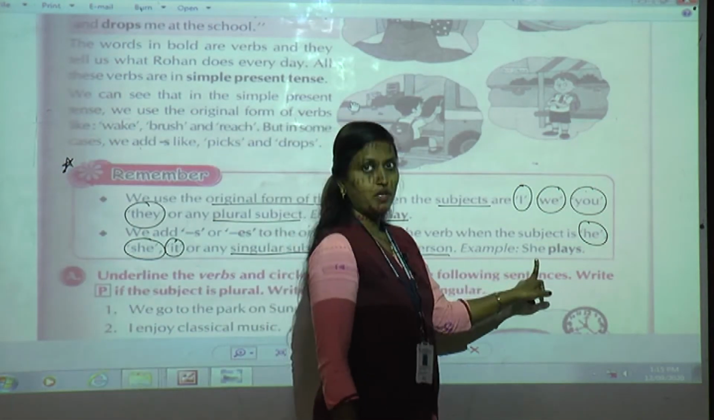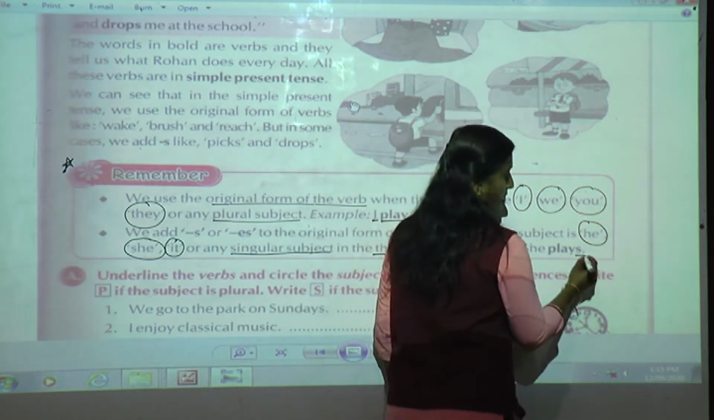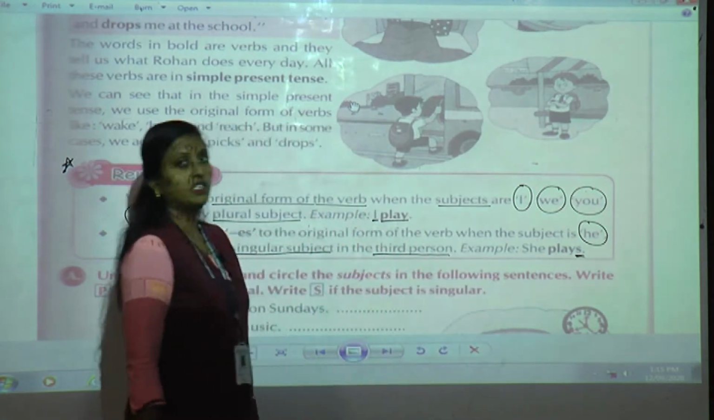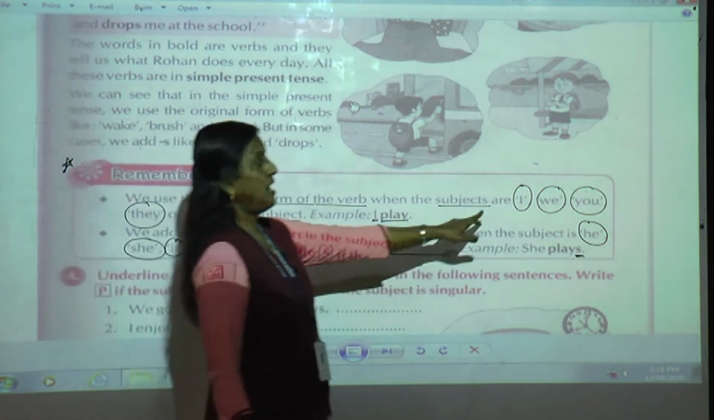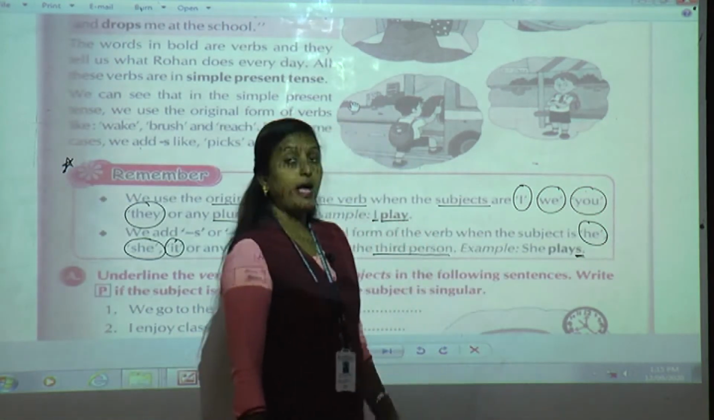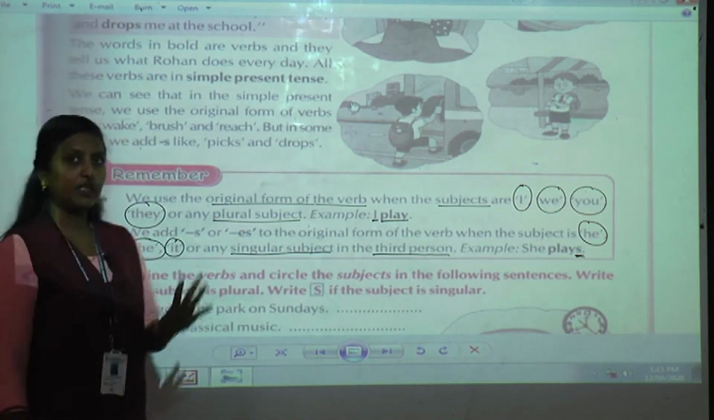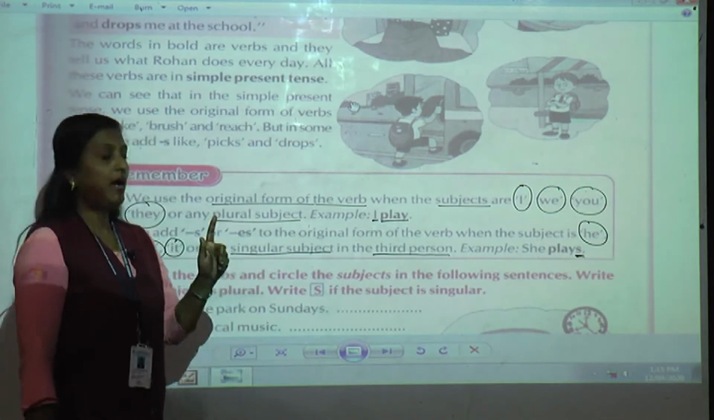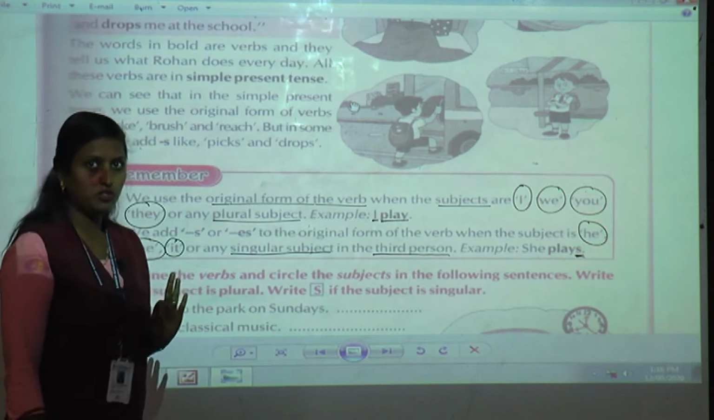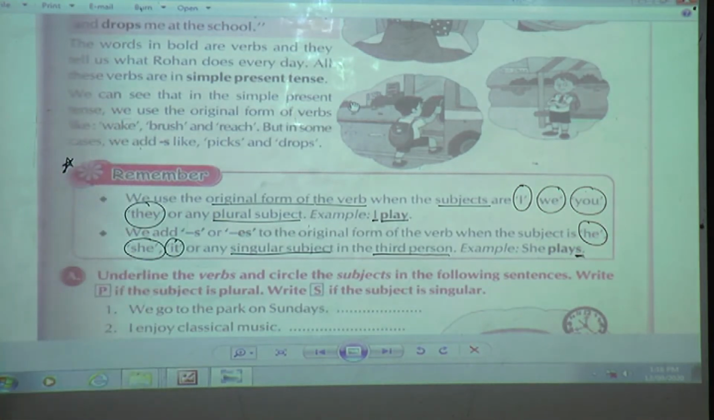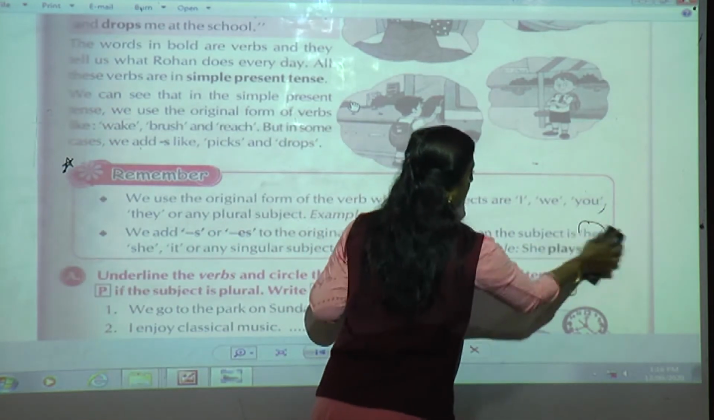Example: she plays. We have added s over here. Why? The subject is she. Okay, understood? Again I'll repeat. When the subject is I, we, you, they, or a plural subject, that time we use the original form of the verb. And when the subject is he, she, it, or a singular subject, that time we are going to add s. Understood till here, students? Okay. This was all about simple present tense.